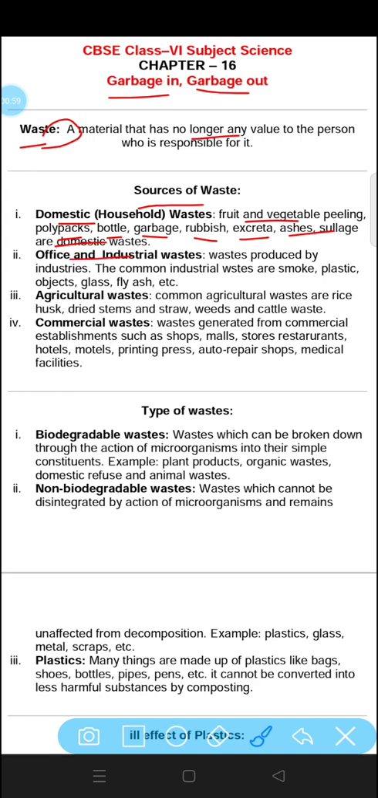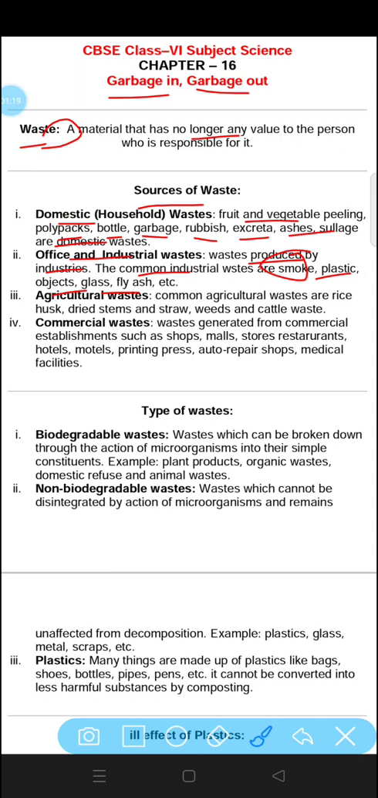Next one is office and industrial waste. Waste are produced by industries. The common industrial waste are smoke, plastic, object, glass, fly ash, etc. These all are the different waste which are being produced by offices and different industries.